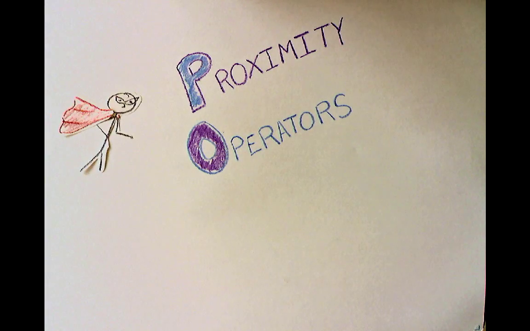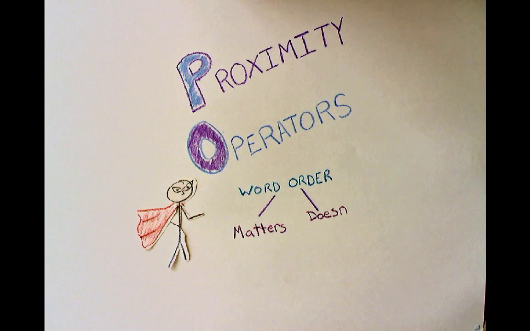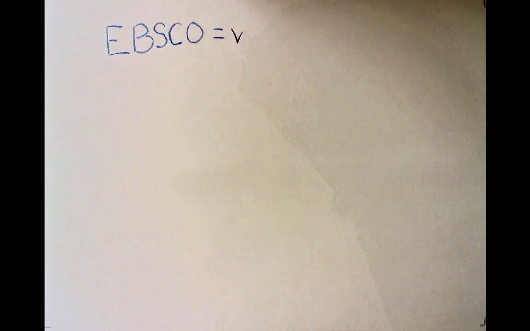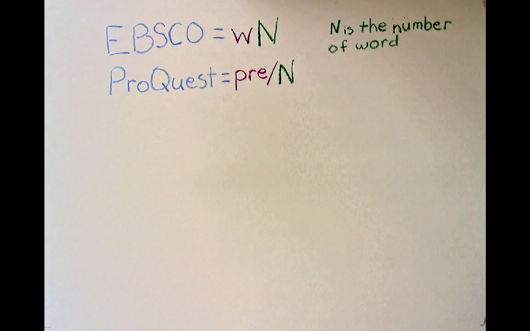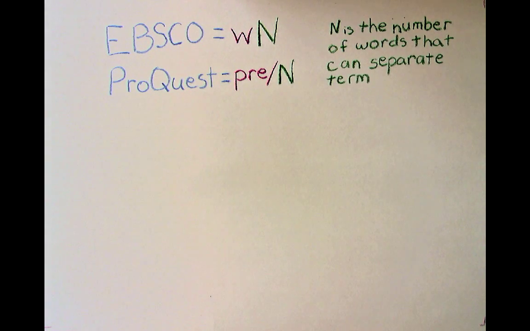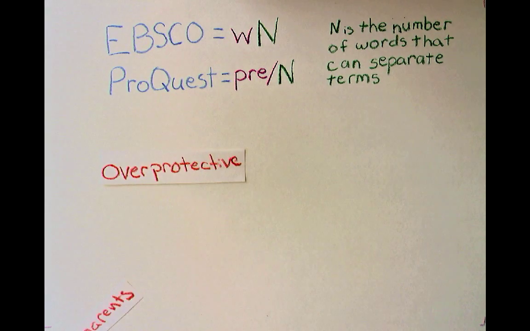Proximity operators typically enlist some sort of abbreviation telling the search system whether word order does or doesn't matter, along with a number that tells the system how close your words are supposed to be. So, for word order matters, EBSCOhost uses WN, and ProQuest uses pre/n. Let's script a free text search in EBSCOhost. You interview a student who is looking for research on parenting types, specifically helicopter parents.